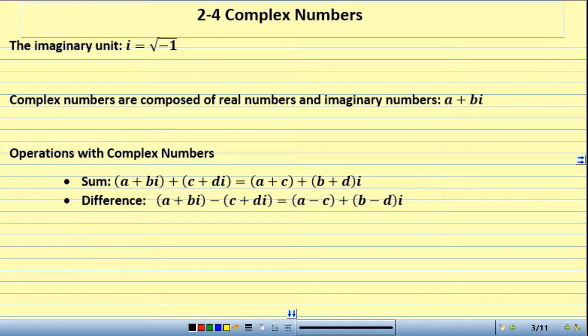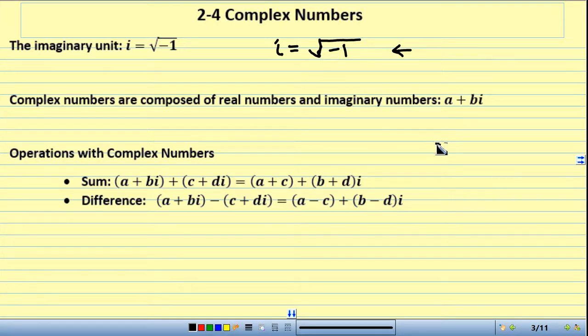Now, two things you need to know. First, you have i, and I'm just going to rewrite it here. i is equal to the square root of negative 1. Kind of a little weird thing there. So i is equal to the square root of negative 1. You need to memorize that. You need to know it, live it, love it. i is the square root of negative 1.